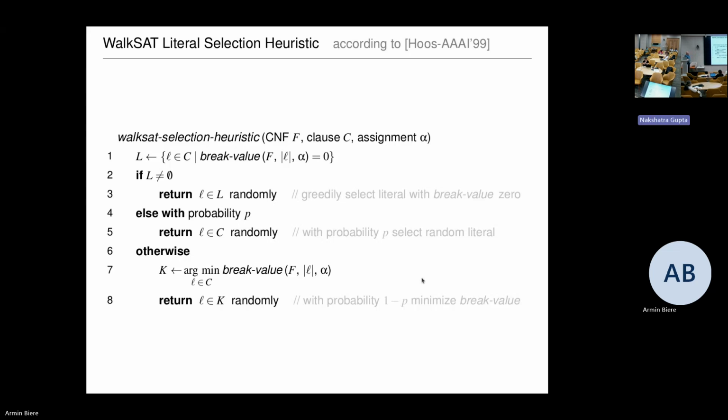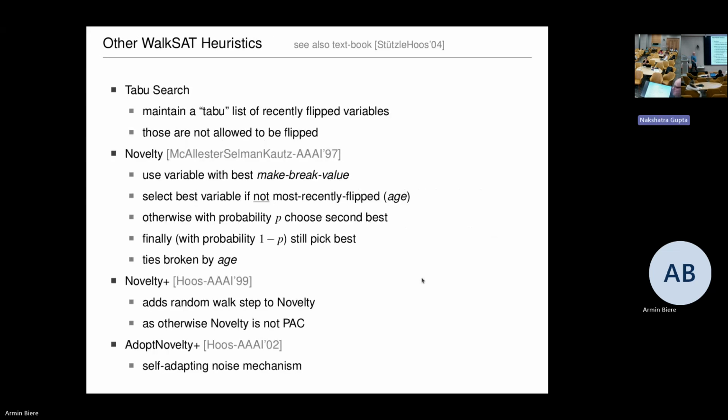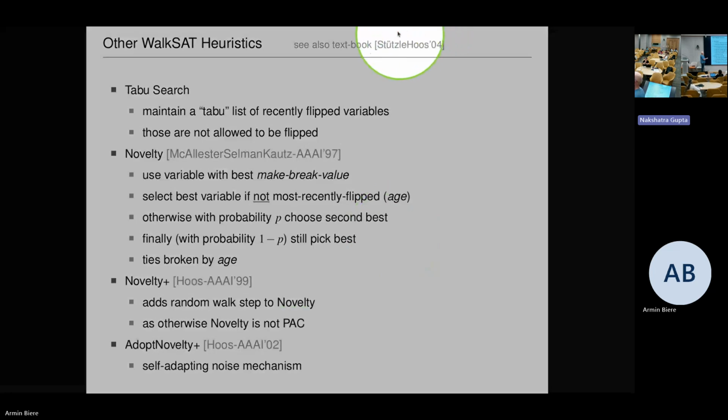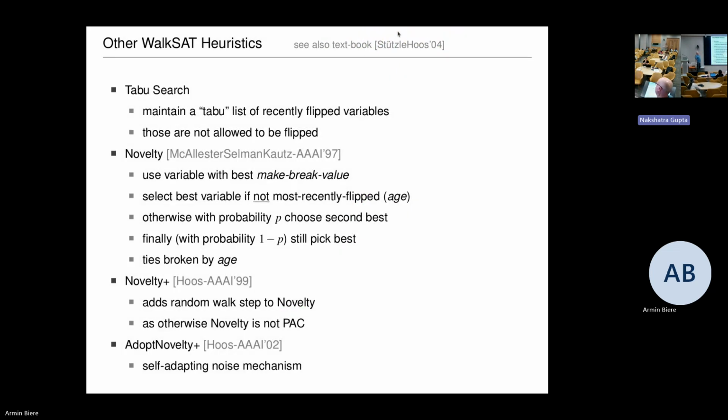And that was until 2012 kind of the state of the art. We'll see a little bit more about clause weighting later, but here are all these additional things they put into this. And there's a book here on top. There's a textbook by Hoos and Stützle, and this textbook has all these ideas from the 90s summarized. But it's of course now 20 years old.